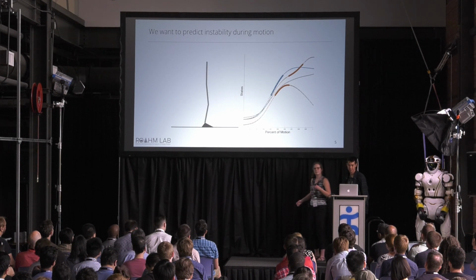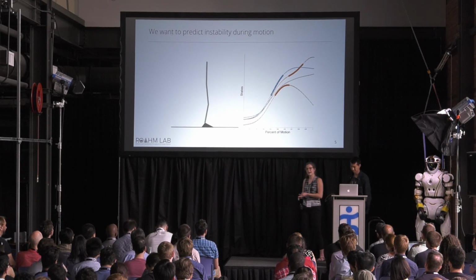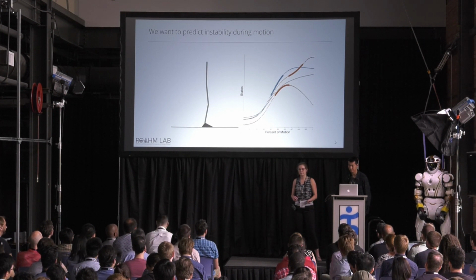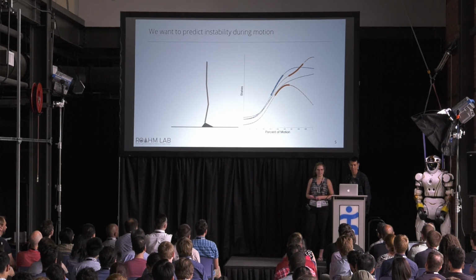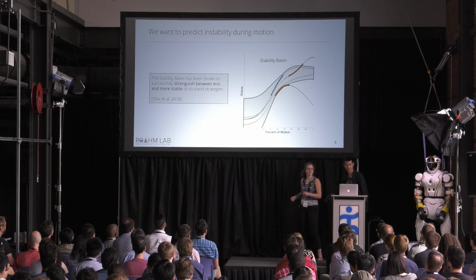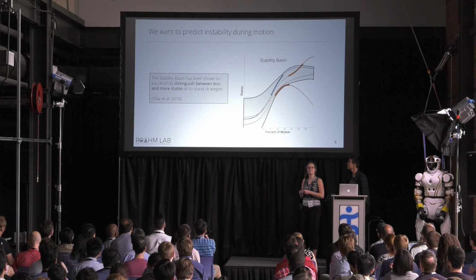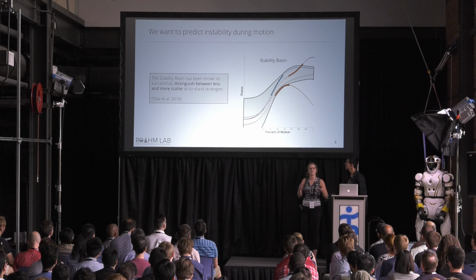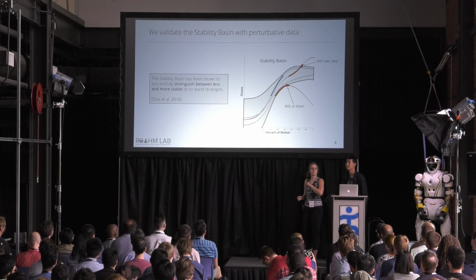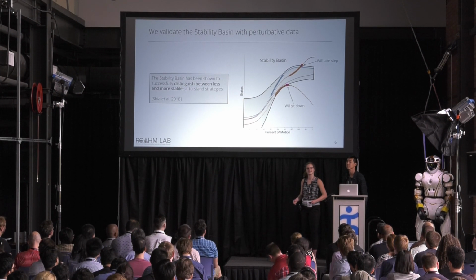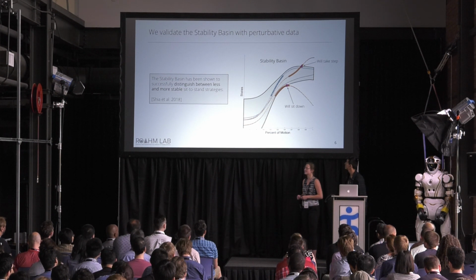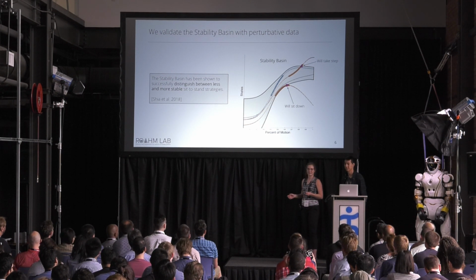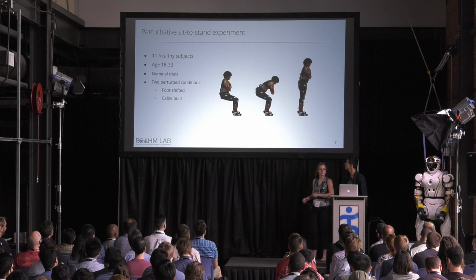So we're interested in computing an object that can predict when a sit or step will occur in order for a subject to recover their balance. We call this object the stability basin, and we've successfully computed it in collaboration with Victor Shia. But today, we'll talk about our validation of the stability basin, where we perturb subjects in a way that causes them to take steps or sit back down, and then check if the stability basin predicted these instances.